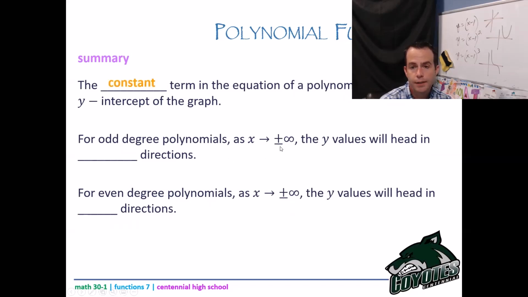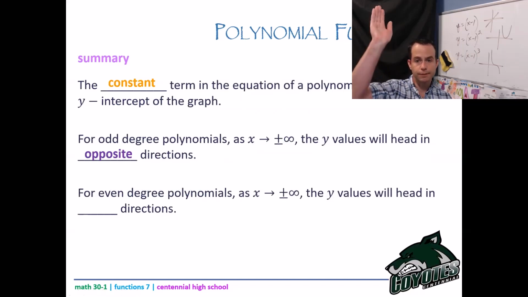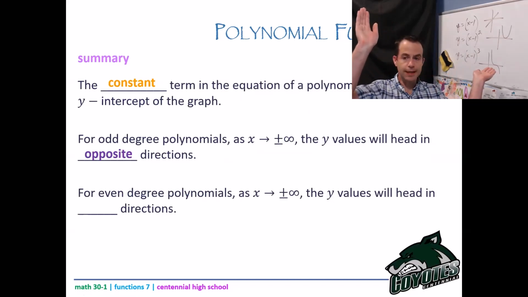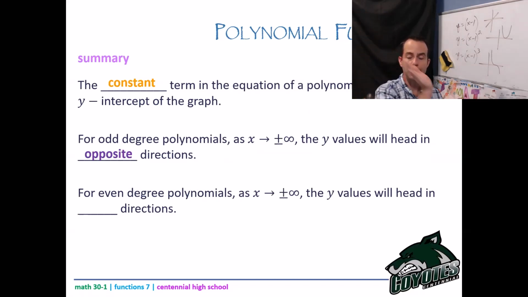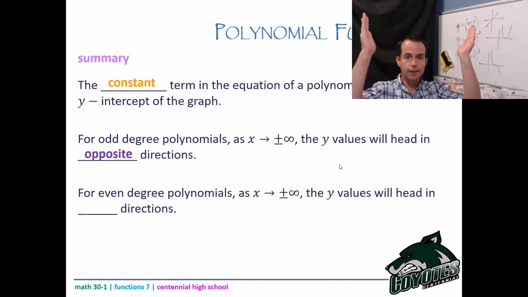For an odd degree, as x approaches plus or minus infinity, the values will head in opposite directions. So as x approaches infinity, y will approach infinity, but then as x approaches negative infinity, y might approach negative infinity. So that's where I was talking about it kind of behaves like a line with funky stuff happening in the middle, okay? And then for even ones, as x approaches positive and negative infinity, they'll head in the same direction, either going down or going up, okay?